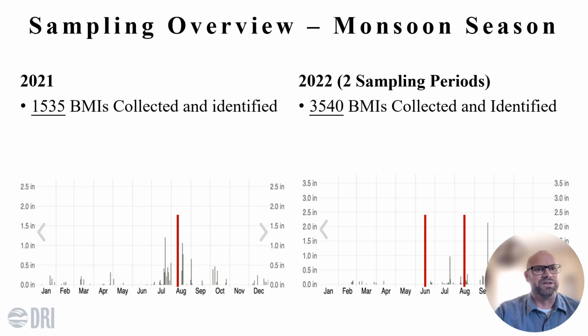Real quick, the reason for the change in sampling periods, as you can see based off of the red marks for the figure on the left, this is the precipitation in inches for that year. And you can see, although it was really nice when we were there, we were right in the middle of the monsoon season. Whereas in 2022, we collected in June before the start, and then in August of 2022, and luckily just missed a heavy monsoon season later in September.